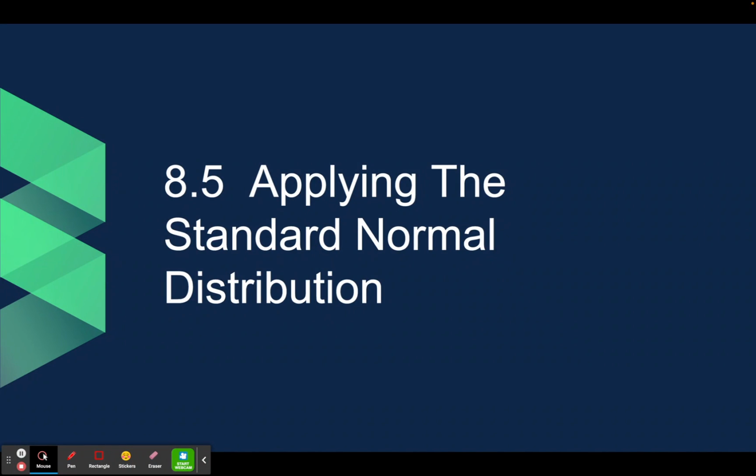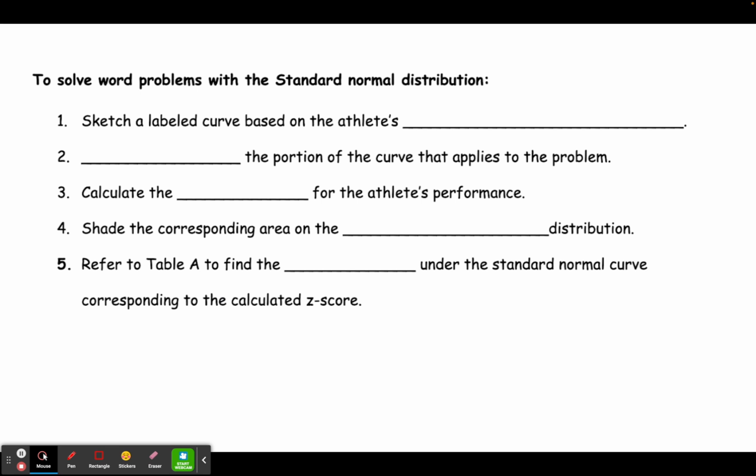In lesson 8.5, we're going to learn how to apply the standard normal distribution to word problems involving teams or athletes. There are basically 5 steps that you're going to do for these problems. So we'll walk through the 5 steps first, and then we'll apply those in a couple of examples.